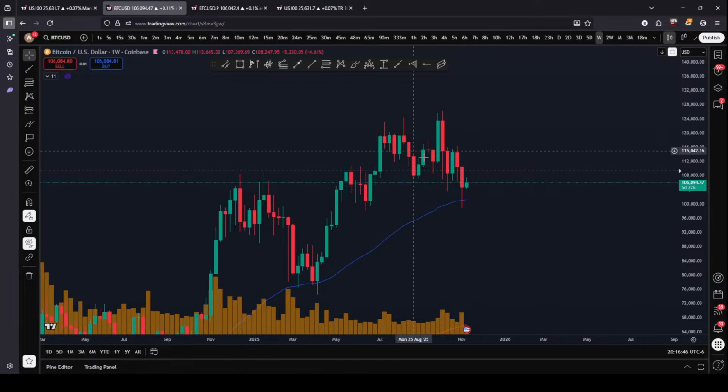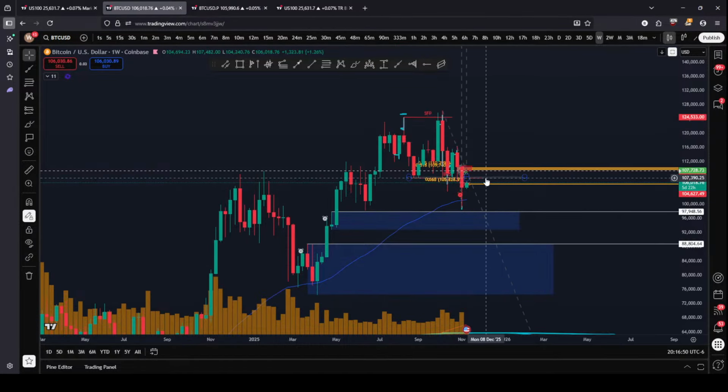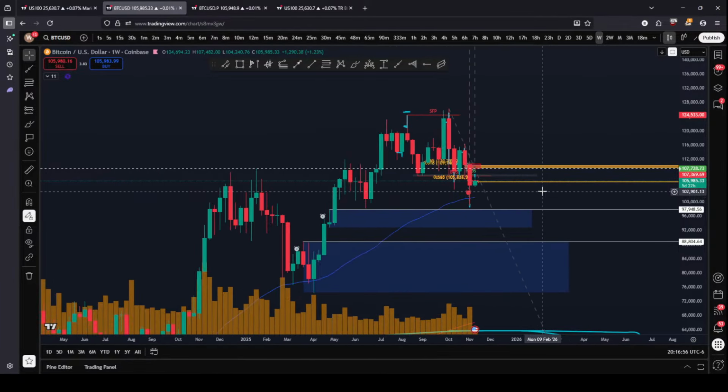We are definitely not out of the woods yet. You guys know the levels to look at to get out of the woods. The first one is to close above 107.700, and the next one is to close above 116. This does look like a Model 2 Wyckoff on the 4-hour though.